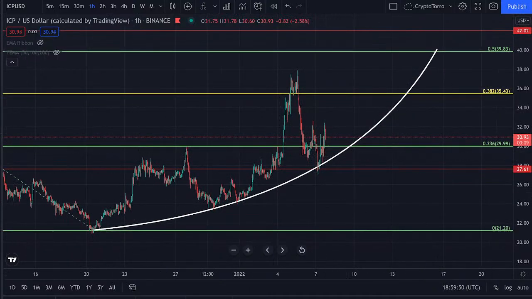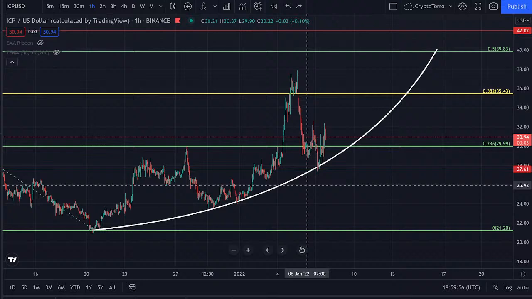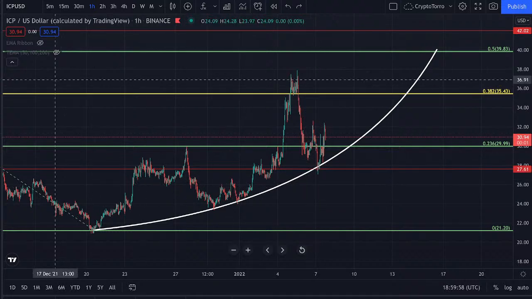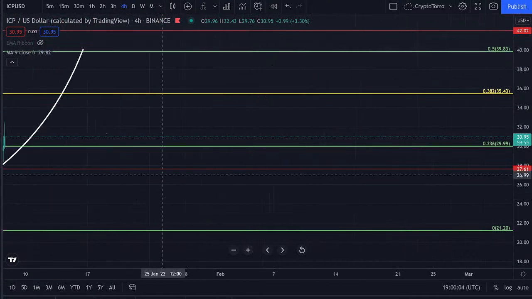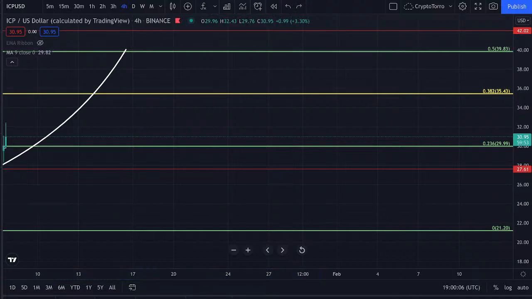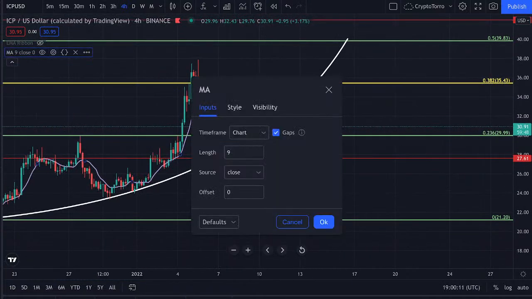Because during my previous Internet Computer video, I actually already told you why this is such an important level of support. The reason why is because if we enable the moving average on the 4-hourly time frame, and as well we take, oh, sorry for that, let's take a quick look. You have to select the 200-day moving average, so that is for sure important.